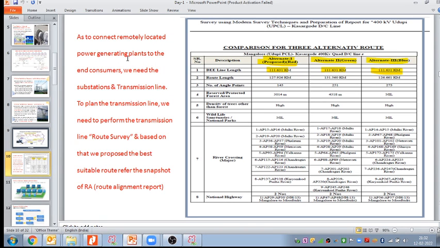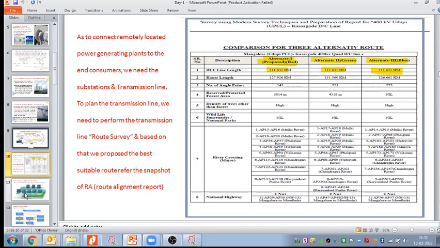So, as to connect remotely located power generating plants to the end consumers, we need substations and transmission lines. To plan the transmission line, we need to perform the transmission line route survey, and based on that, we propose the best suitable route after the route survey. This snapshot we can take as the RA, route alignment report, that is prepared by the surveyor.